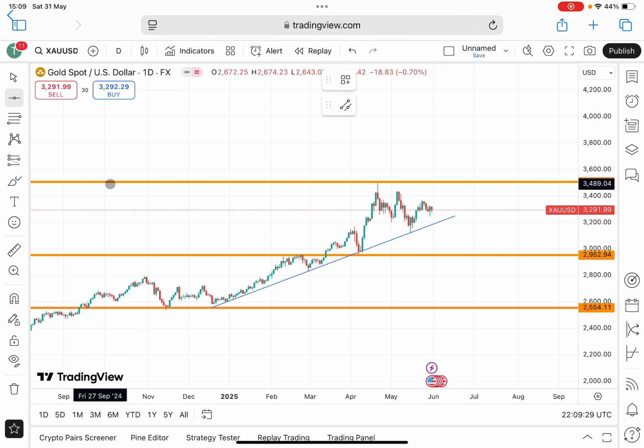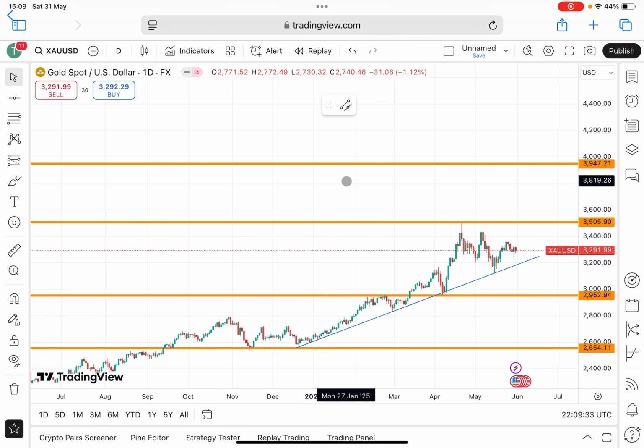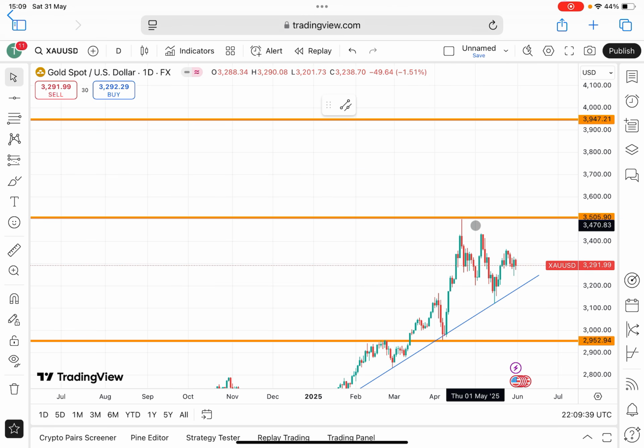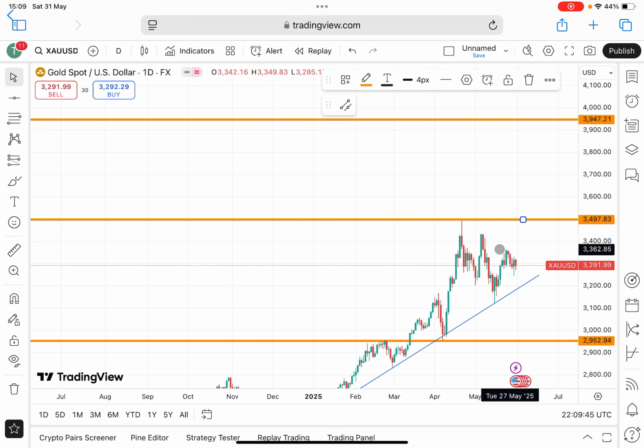New all-time highs means there is nothing here. Price has never been to that price before, ever, in this lifetime, in this world. And that's actually what gold just did last month. This is the highest ever. This 3,500 is the highest ever gold has been to.